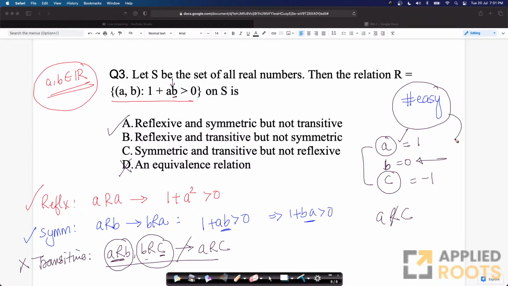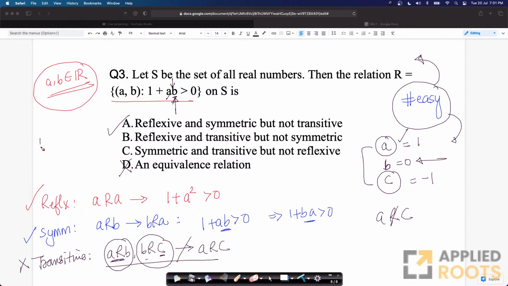Here the case that you have to think about with respect to transitivity is just this. The key observation is if b equals 0, for all values of a or for all values of c, this will hold. That's the key here. That's it, right? So a is clearly the answer. That's why I said this is an easy question.